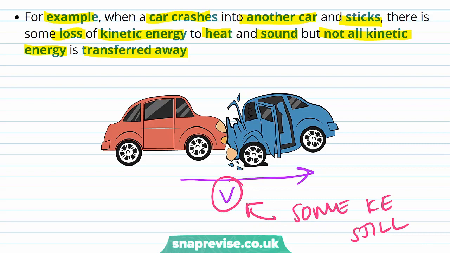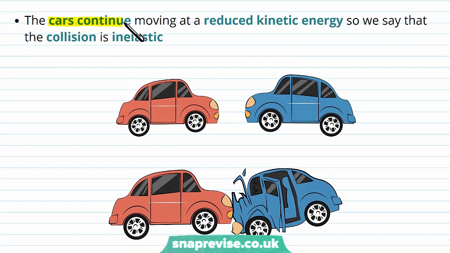However, because this kinetic energy is less than the initial kinetic energy before the collision, this tells us that some of the energy must have been dissipated as sound energy and also heat energy. So these are generated from the crash. The cars continue moving at a reduced kinetic energy. So we say that the collision is inelastic.